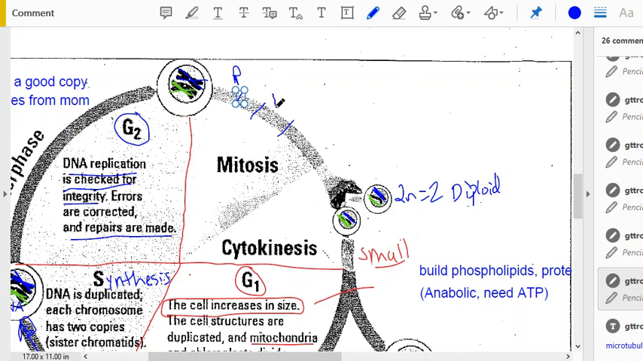You've got metaphase, where the chromosomes line up in the middle of the cell. You've got anaphase, where the sister chromatids get pulled apart. And then you've got telophase, where the cell membrane starts to pinch in, and the cytoplasm also starts to pinch in, right? So mitosis is division of the nucleus.